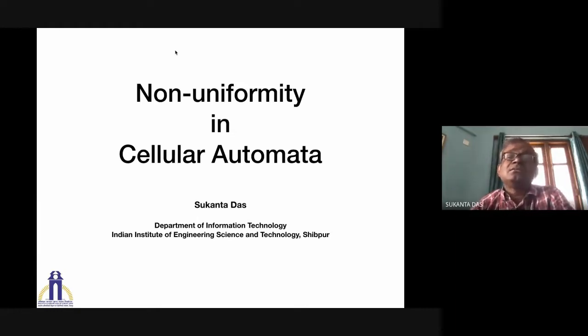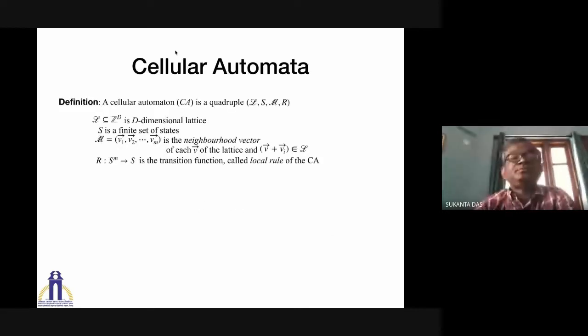In this class, we shall try to deviate from the classical definition, and we shall tell what are the reasons, why we want to do so. So that will be covered in this class. So non-uniformity. Before going to that, let us recall the definition of cellular automata.